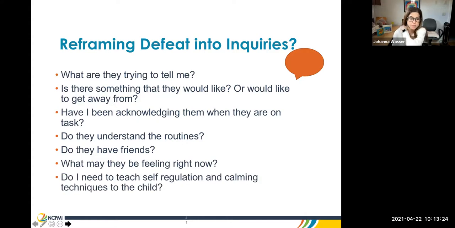And then do we need to teach self-regulation and calming techniques to children? And so what you know about Pyramid Model too is that you have tools to help teach, and I have a turtle somewhere, to help teach children with self-regulation and calming. And sometimes we don't teach it enough. Sometimes it's not embedded enough in our regular routines. And so that can be a cue for us too.